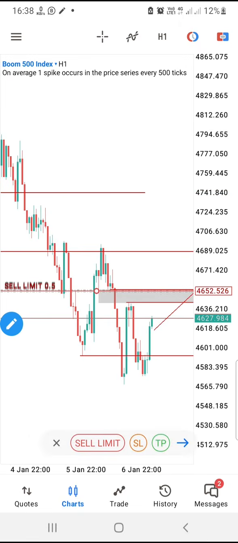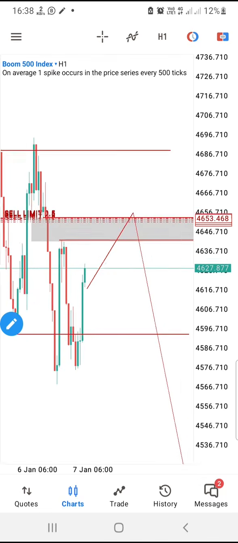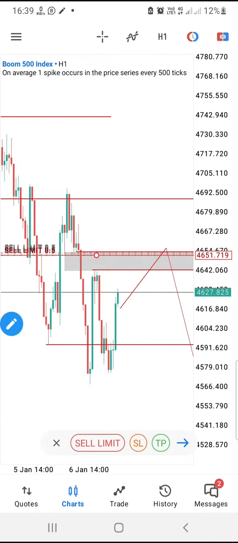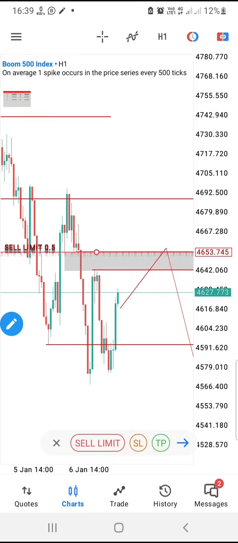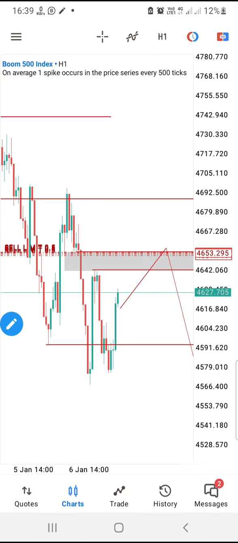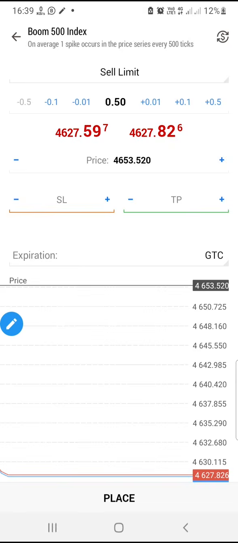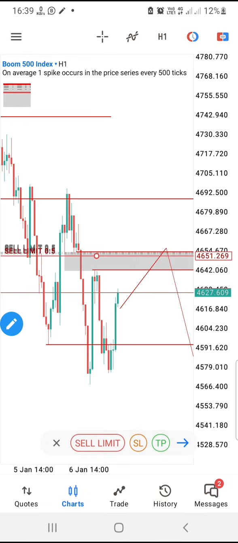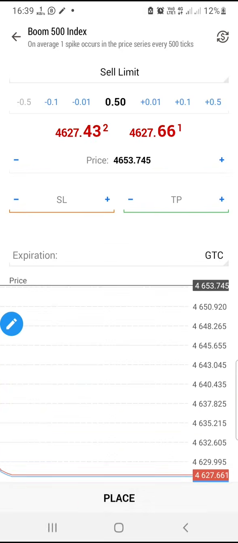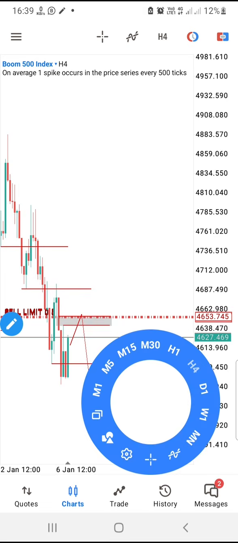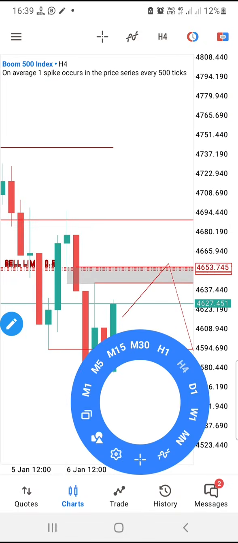So I decided to place my sell limits at the top of the fair value gap. So yeah, we just wait for it. We're at 131 and I was placing, did I go all out on this one? I'm not sure if I went all out, but yeah, this is me just placing the sell limits on Boom 500 Index.